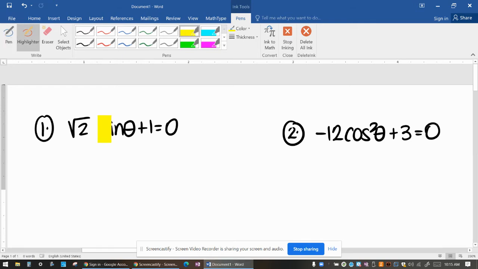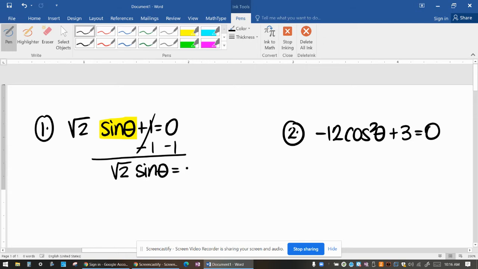So if you look at number 1, the trig function is linear, so it's just sine of theta to the first power. If you compare this to some of the linear equations you solved as a freshman, you used something called inverse order of operations to solve. So you canceled addition and subtraction first. And your goal was to isolate the variable. In this case, we're trying to isolate the trig function. The root 2 is just a coefficient to the trig function, so you just divide it.